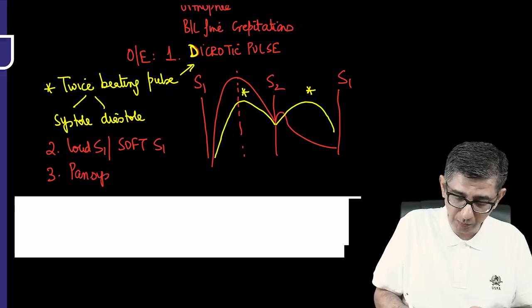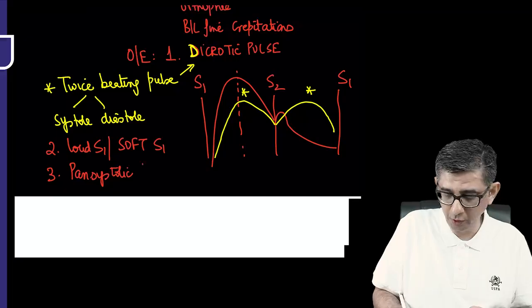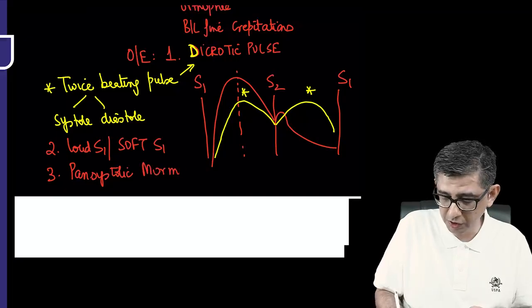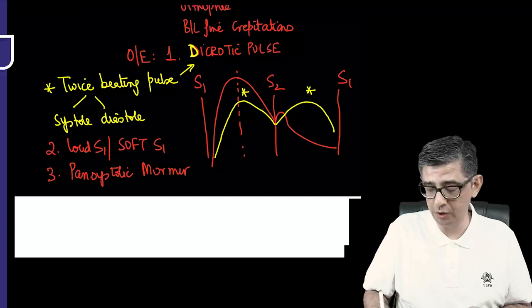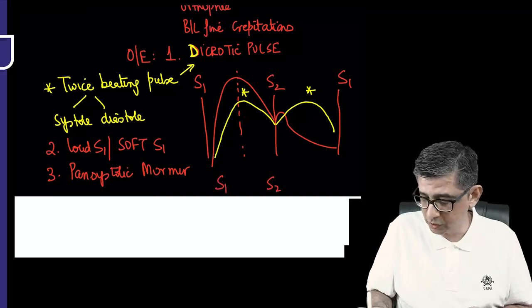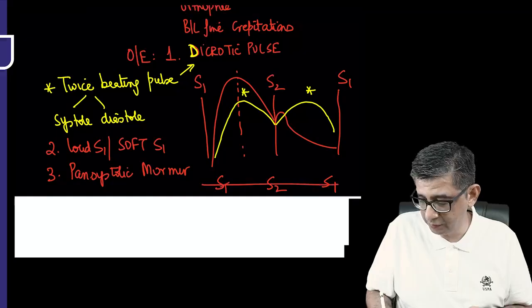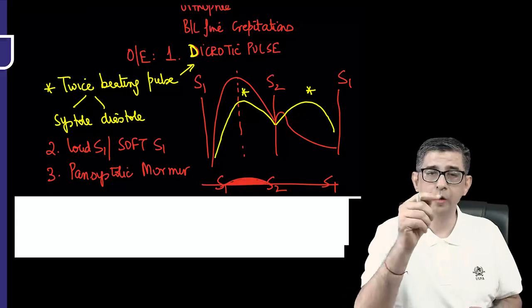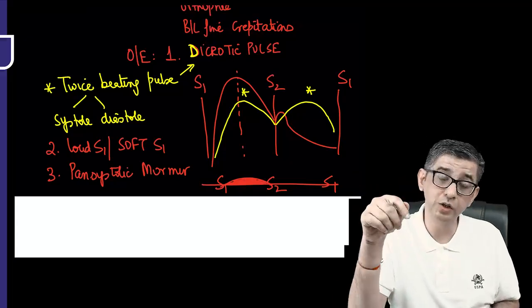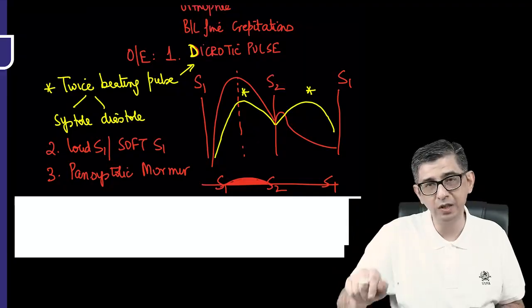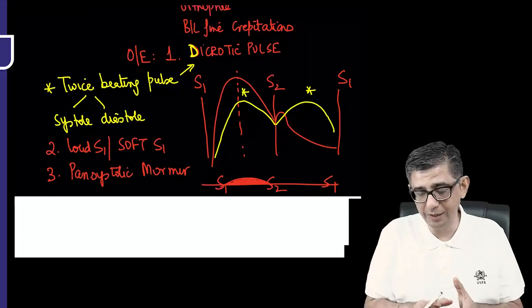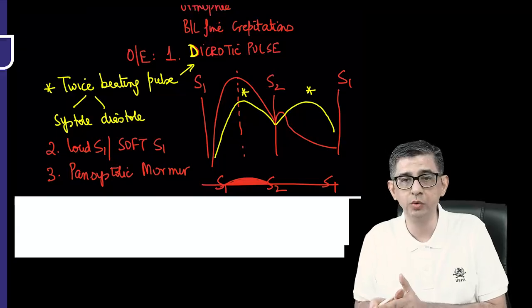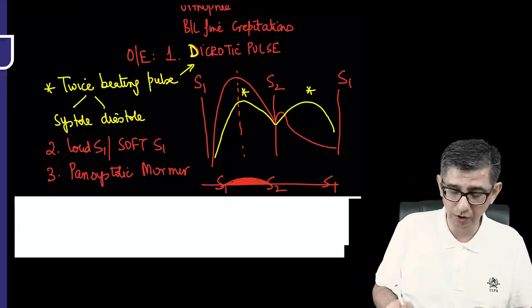For the murmur of hypertrophic cardiomyopathy, I was saying the word ejection systolic, now I'm saying the word pansystolic murmur. The highlight of pansystolic murmur will be that the intensity will remain uniform all through the phase of systole. You see, in hypertrophic cardiomyopathy, I explained ejection systolic murmur, the intensity will rise and fall. But in this case, the intensity is uniform all through the duration of systole. So I'm going to call it a pansystolic murmur.